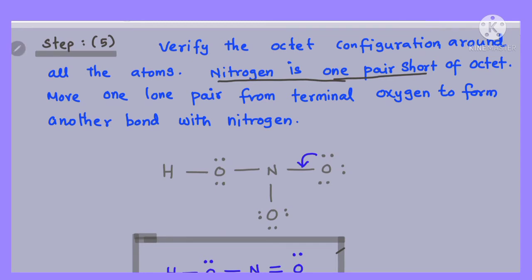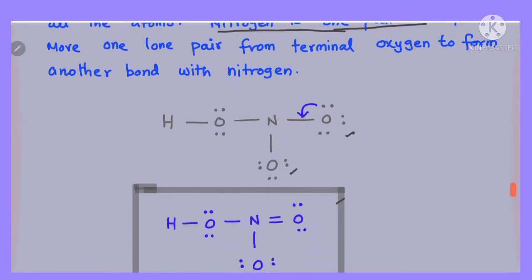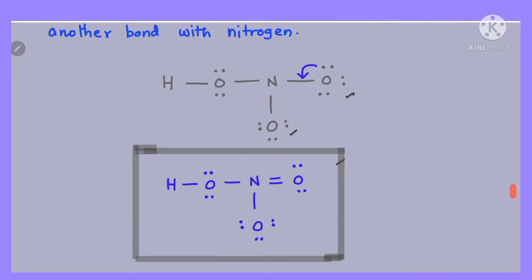Now both these oxygen atoms are equivalent, so we can move a lone pair of electrons from any one of these oxygens between nitrogen and oxygen. That forms a new bond. So this is the electron dot formula of nitric acid. Now you can see that all the atoms are surrounded by 8 electrons except hydrogen, which has only a doublet configuration.